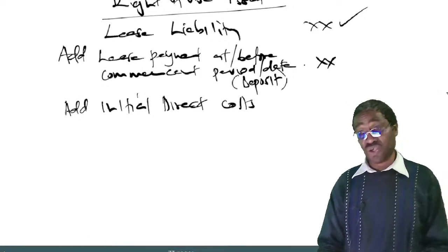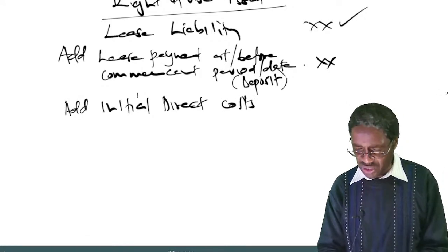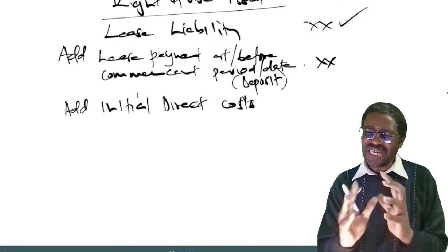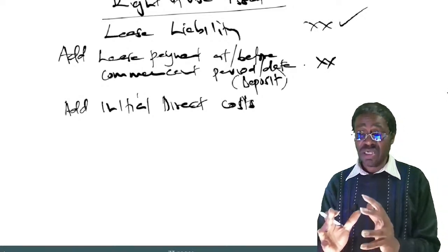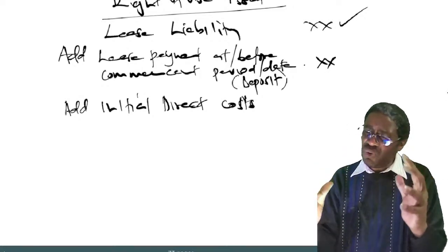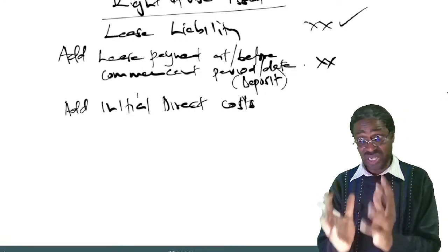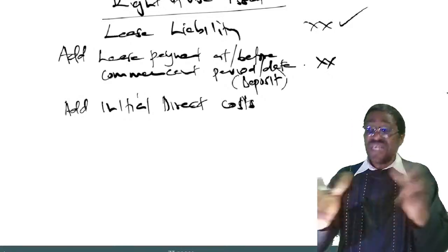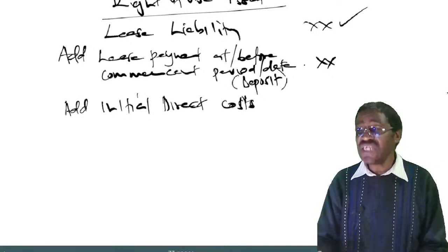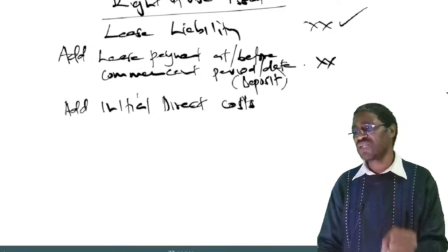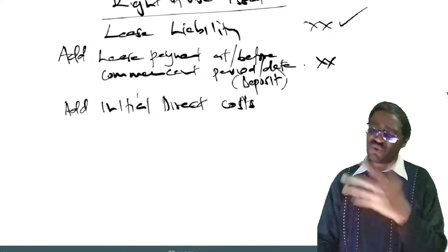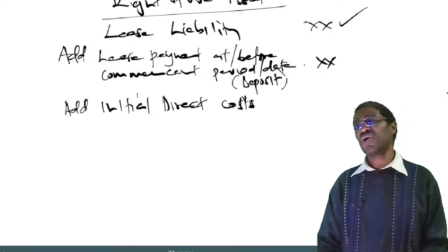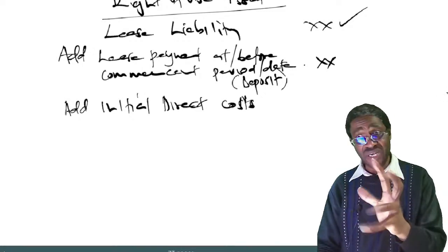Next item, you add what we call initial direct cost. If there are any direct costs that you as a lessee are incurring in order to arrange this lease agreement, for example, maybe you will hire a lawyer to prepare the lease agreement so that you sign it, or the lease agreement was prepared by somebody else, you have to give your lawyers to go through and check whether there is anything wrong in the lease agreement.